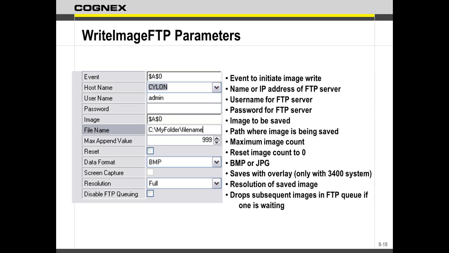A resolution. This is another one of those why you would choose something other than full. I have no idea. And then the final one is this disable FTP queuing. Now what this disable FTP queuing does is, let's say that I'm sending images out, because maybe I'm only sending bad images out. Now if I'm just getting that occasional bad image, no problem. Bad image pops up, saves out, line's still going.